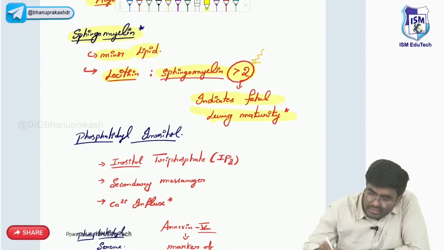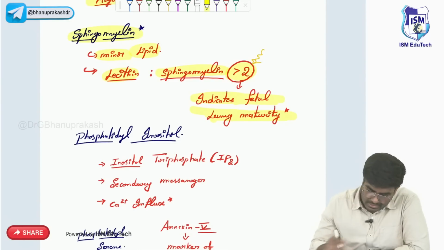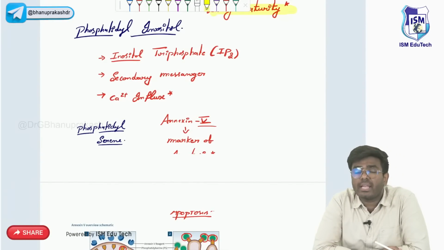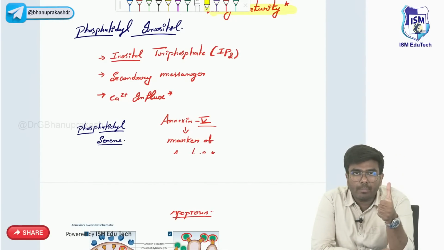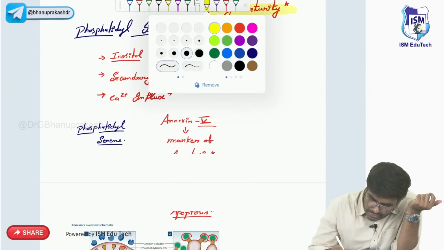If you want to know whether the fetal lungs are mature or not, you have to check the lecithin sphingomyelin ratio. If it is greater than 2, it indicates the fetal lungs are mature. We have completed two: lecithin and sphingomyelin. The third phospholipid I want you to know is phosphatidylinositol.